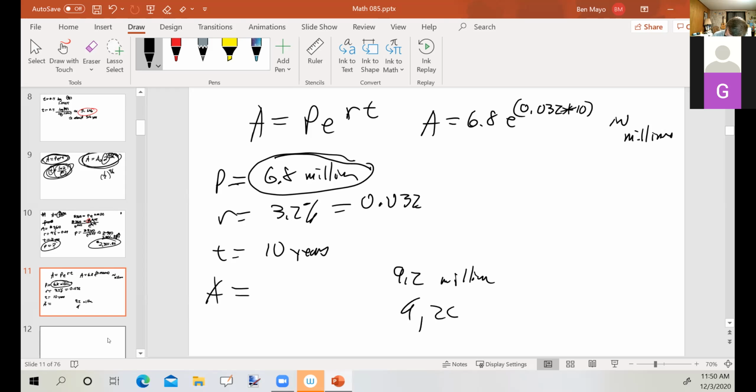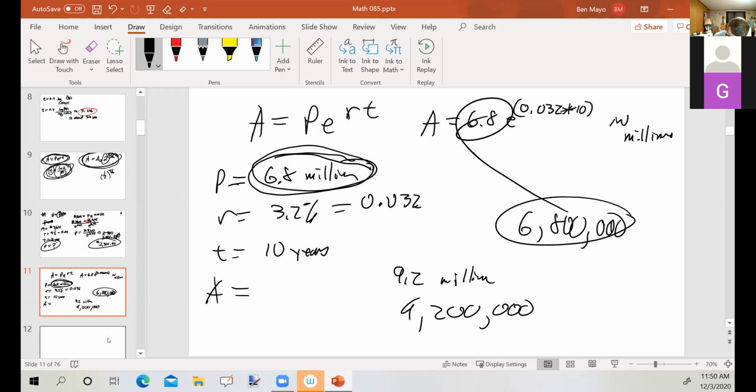Now, you could write it like this, but typically, if they give you it with a word, drag the word through the problem and give the answer using the word. If they wrote 6,800,000, put that in the place of P and give your answer written out. Does that make sense? Be consistent with the way they give you the initial information.